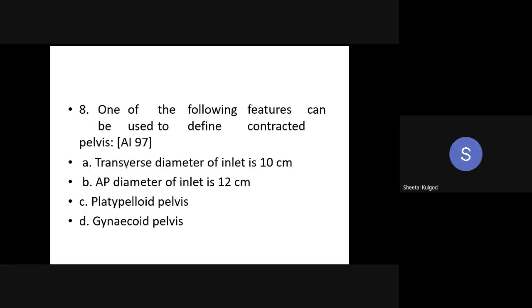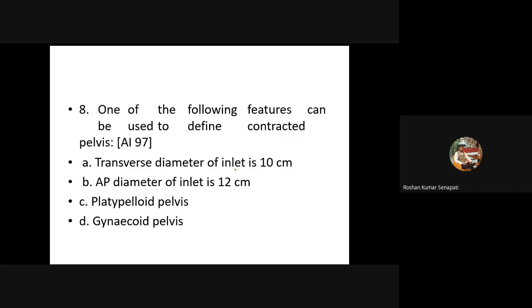Now, eighth question: one of the following features can be used to define contracted pelvis. Transverse diameter of inlet is 10 centimeters, anterior posterior diameter of inlet is 12 centimeters, platypelloid pelvis, or gynecoid pelvis. Go back to the definition of the contracted pelvis, if you remember. 0.5 less than normal. So transverse diameter of the inlet is how much?